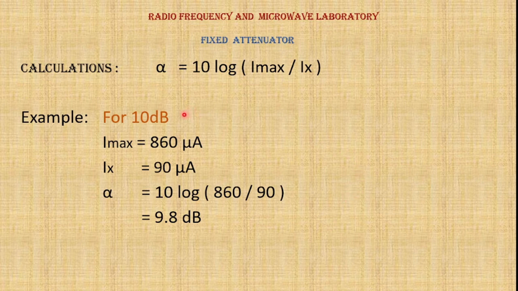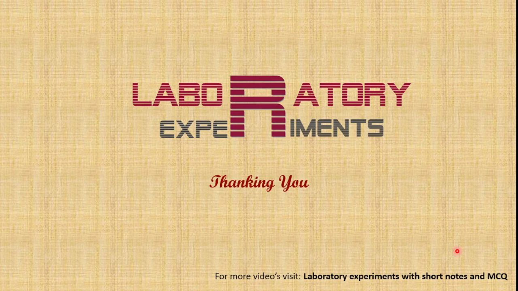For example, if we consider the 10 dB attenuator, we applied 860 microamps as input to the attenuator, and at the detector mount we received Ix as 90 microamps. While substituting these values into the formula, we are getting 9.8 dB, which is approximately equal to 10 dB. In the same manner, we have to find attenuation for 6 dB and 3 dB. Thank you.